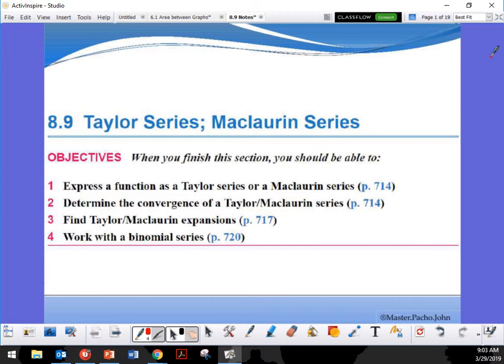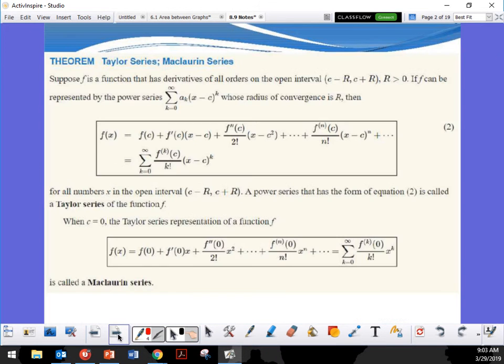All right. So Taylor series, Maclaurin series. So suppose f is a function that has derivatives of all orders in the open interval (c minus r, c plus r), where r is the radius of convergence. Whatever my c is, it's centrally located, so it's c minus r and c plus r, right?